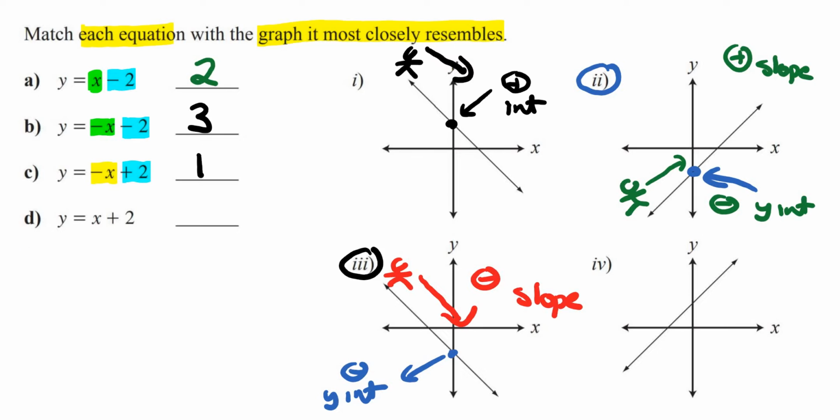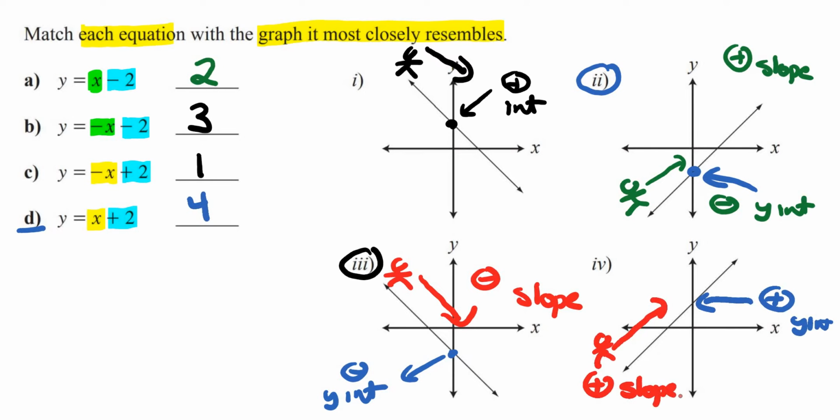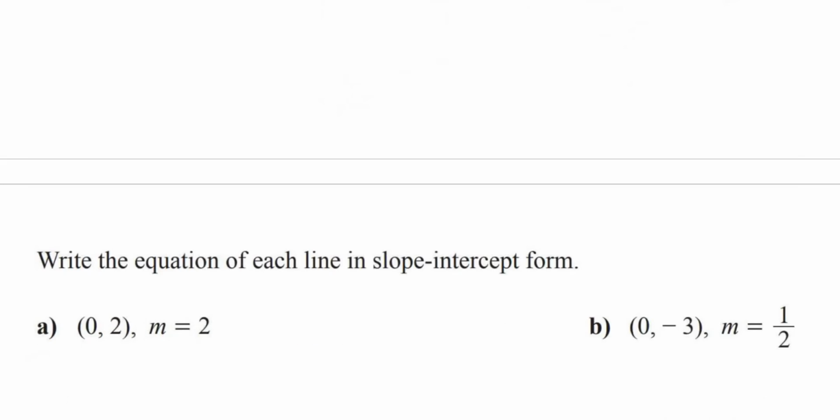So that matches graph C. And finally, for 8D here, we do have a positive slope, and we also have a positive y-intercept, so that's going to be graph number 4. For graph number 4, this is a positive y-intercept, and if I put my person on the far left-hand side, this person's going up the hill, so that's a positive slope as well. All right, so that's it for question number 8. It's just matching the equations with their graphs. Okay, so let's move on to question number 9.